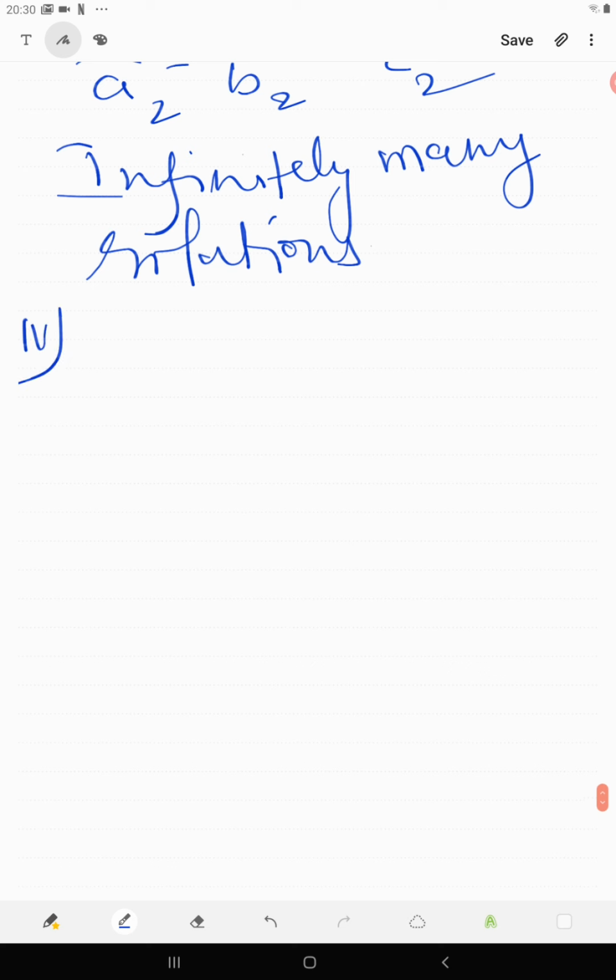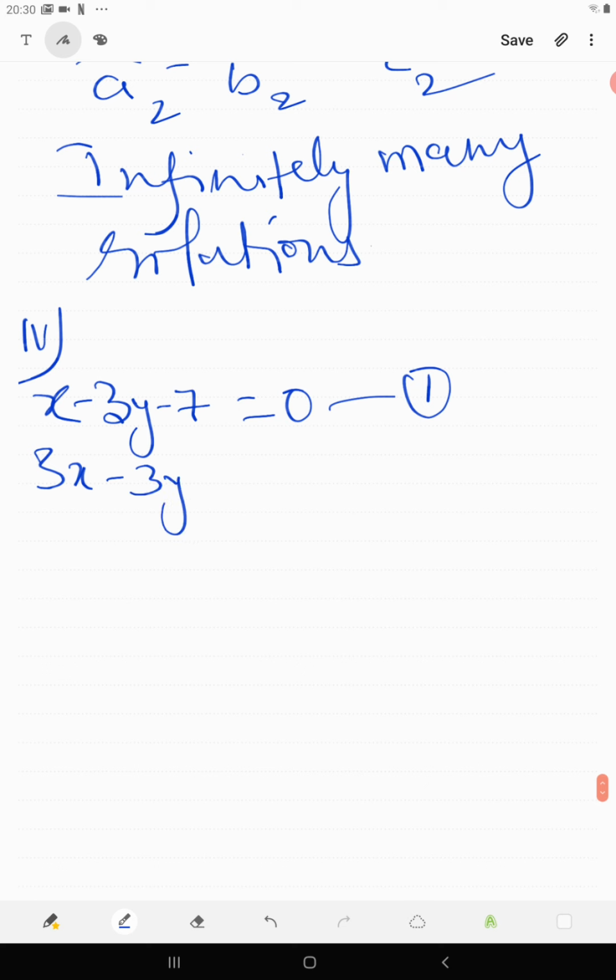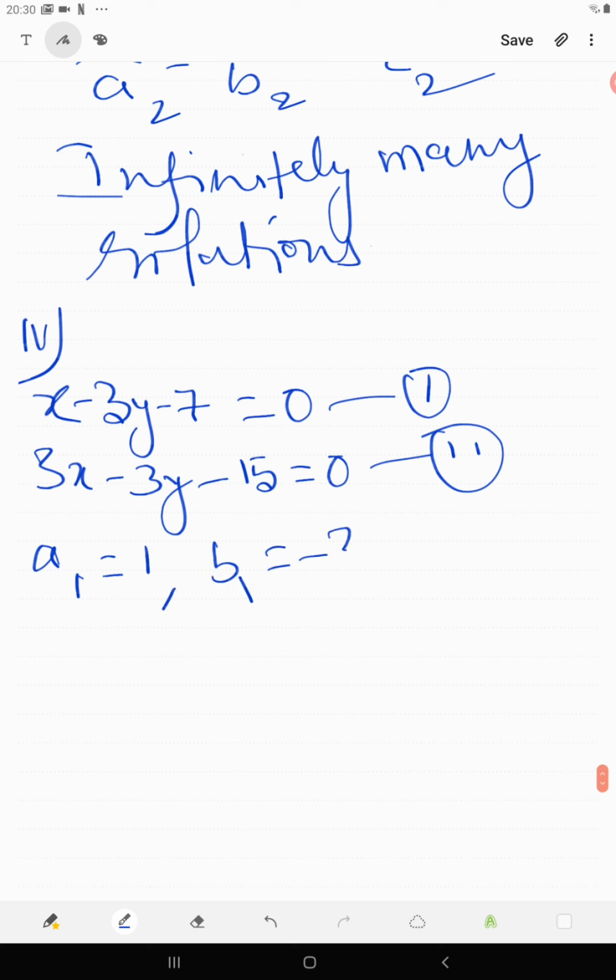Now let's do the fourth one. The fourth problem is x, and it's already brought to the left side. So x minus 3y minus 7 equals 0. This is our first equation. And 3x minus 3y minus 15 equals 0. This is our second equation. Okay, so what we have is a1 equals 1, b1 equals minus 3, and c1 equals minus 7.